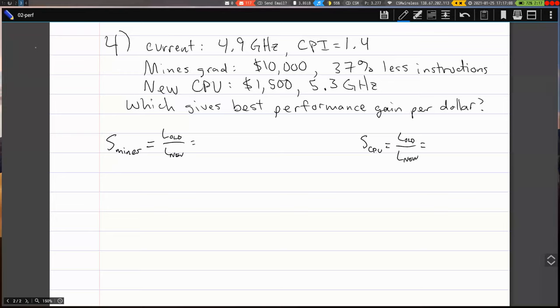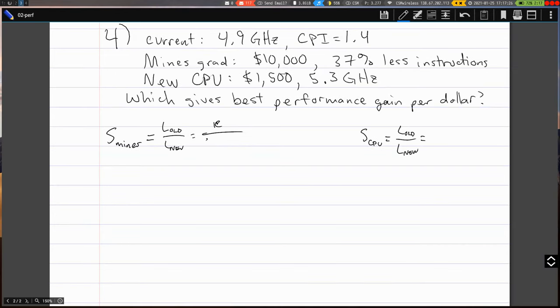And the easiest way, I think, to do this is just assume that we have an IC of something, it doesn't really matter what. And then the new instruction count is one minus 0.37, so 37% fewer instructions than before. Obviously instruction count cancels. You could also just set it to one, whatever. And then I guess we just compute this. What did you guys get? Anybody have a number? 1.587, yeah.